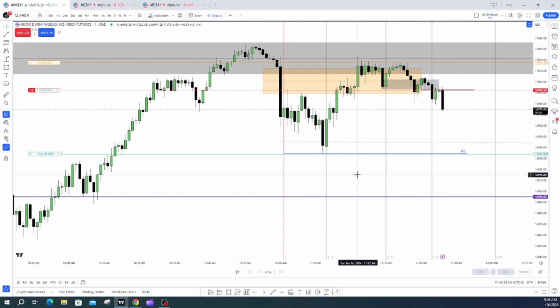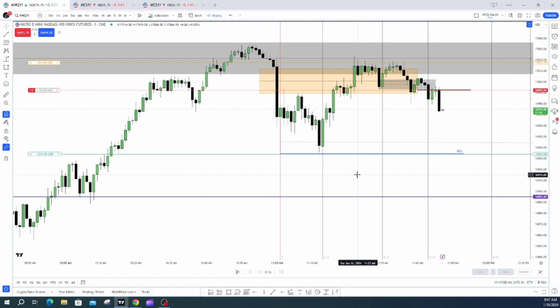This is a pretty easy bread and butter setup. I like to use the market maker sell model for pretty much any of my trades. That's how I set it up. That's how I frame it in my mind. And then I use ICT's PD arrays to help support that idea.